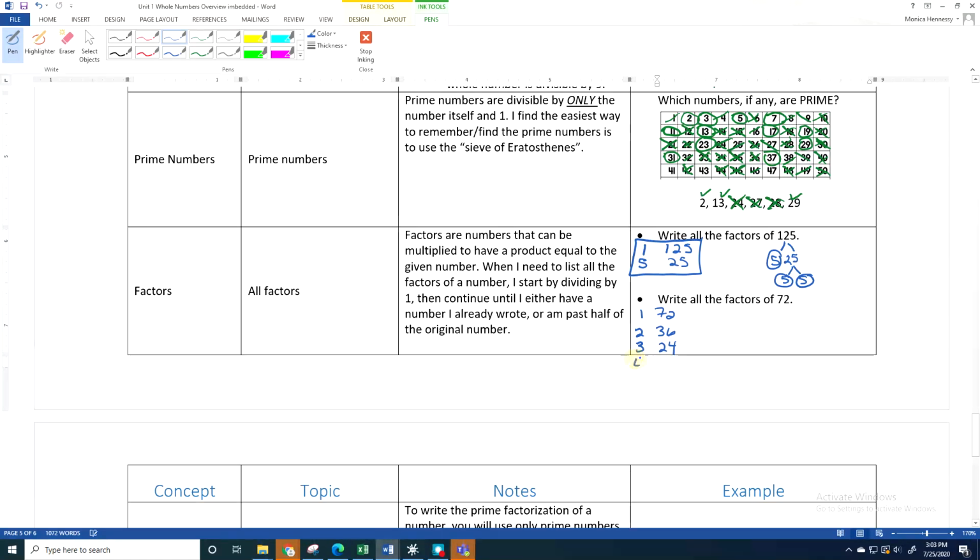4 goes into 72, yes, because if a 2 does, this is even. So double this, half this is 18. That's a little math trick that we do. 5 does not go into 72 because it does not end in a 5. 6 does because 3 does and this is even. So 6 and 12. 7 does not go into 72. 8 does, and it's 8 times 9. The next number I would try would be 9, and I already have it. So these are all of my factors of 72.